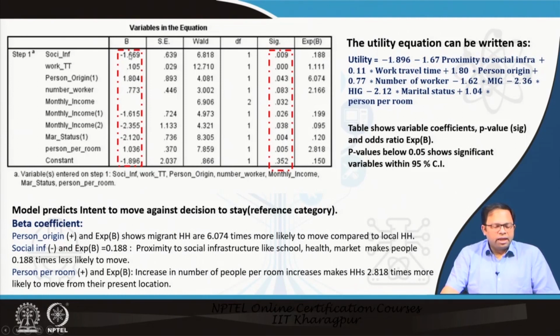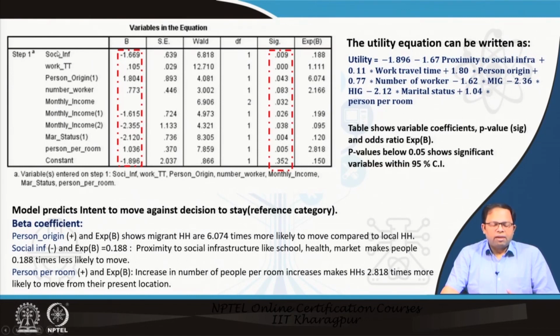And so we have the beta coefficient estimates, and these are the variables which are included in the model: social infrastructure, walk travel time, if the person is a migrant or not, number of workers in the family, monthly income categories, which income category he belongs to, marital status of the household head, persons per room. So these are the factors which help in determining if a household is willing to move or not.